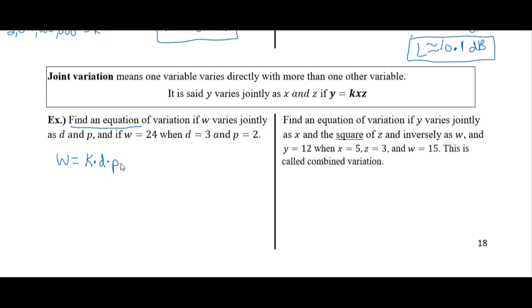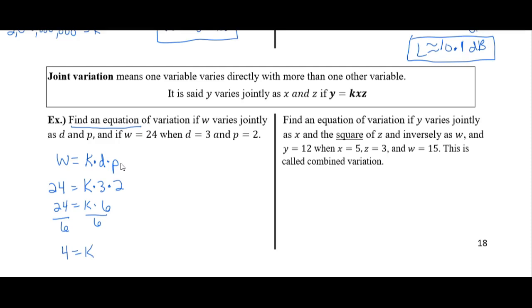And if w equals 24 when d equals 3 and p equals 2. So we plug in what we know. W is 24. We don't know the variation constant. D equals 3 and p equals 2. We multiply what we can. 3 times 2 is 6. And then we undo that multiplication with division. Divide both sides by 6 and k equals 4.